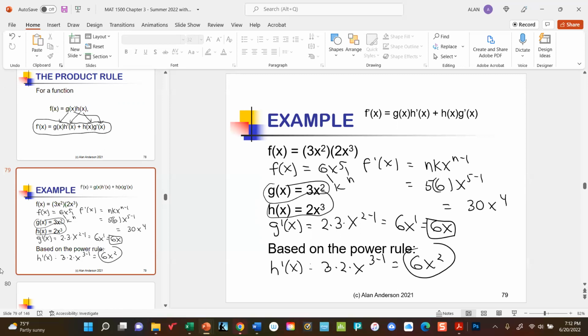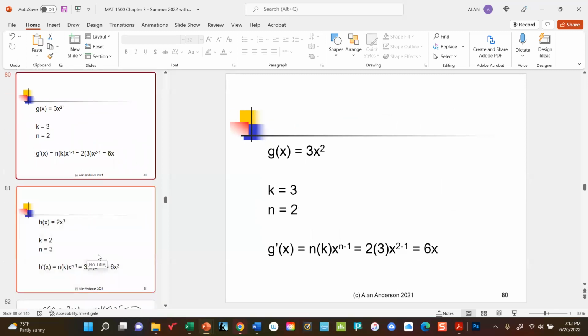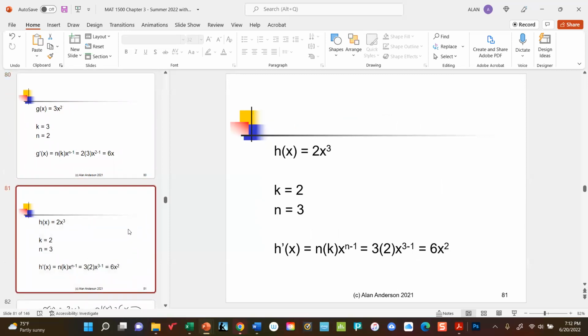And on the next slide, I must have put, yeah, there it is. For h of x, 2x cubed ends up being 6x to the second power. And now we just use the rule.